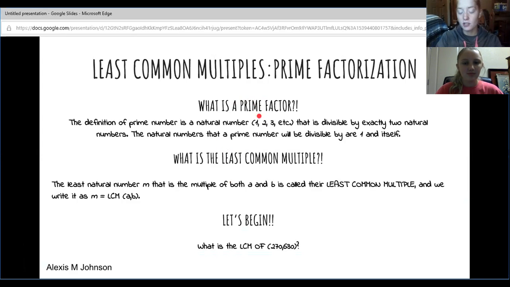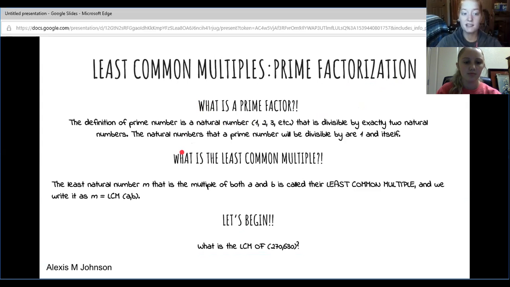Some questions that you may end up asking yourself during this presentation talking about prime factorization is, what is a prime factor? Well, the definition of a prime number is a natural number, 1, 2, 3, etc., that is divisible by exactly two natural numbers. The natural numbers that a prime number will be divisible by are 1 and itself only. Then you may wonder, what is the least common multiple?